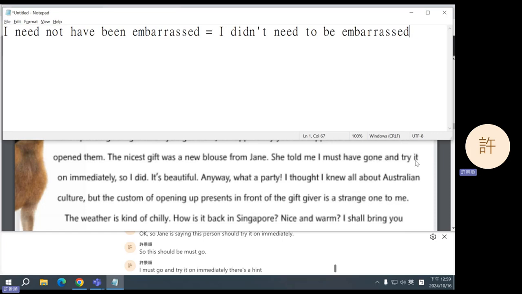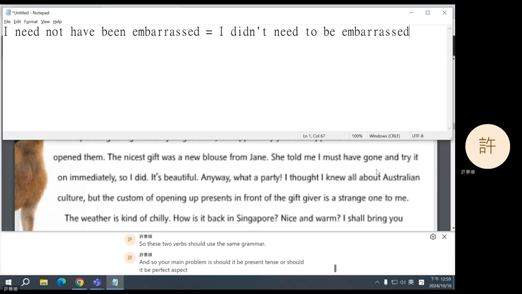There's a hint. This is actually two verbs. I must go and I must try. So these two verbs should use the same grammar. And so your main problem is, should it be present tense or should it be perfect aspect? And because this has not happened yet, it should be present tense. 它还没有试穿嘛，所以不用完成式，用现在式。 It's beautiful.